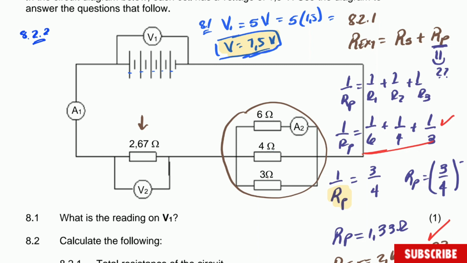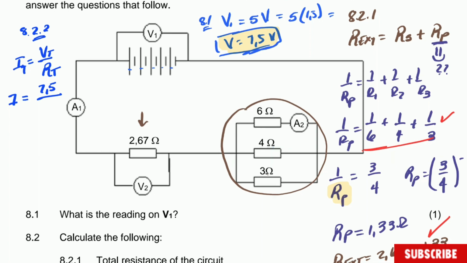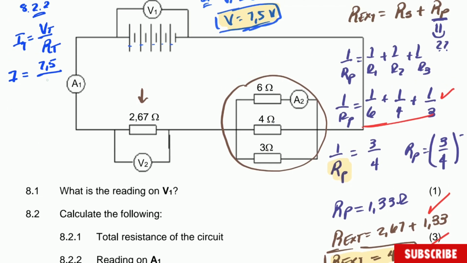For this calculation of current, we're going to say that current is equal to potential difference divided by resistance. Because we are working with the total current, we are going to use the total potential difference and the total resistance. It's quite simple. So current is equal to the total potential difference, the one of the battery, 7,5, divided by the total resistance, which is calculated and equal to 4.